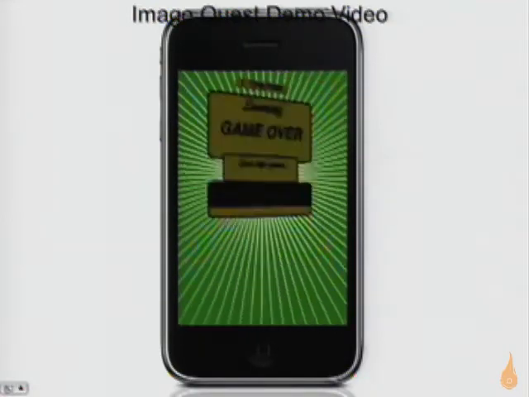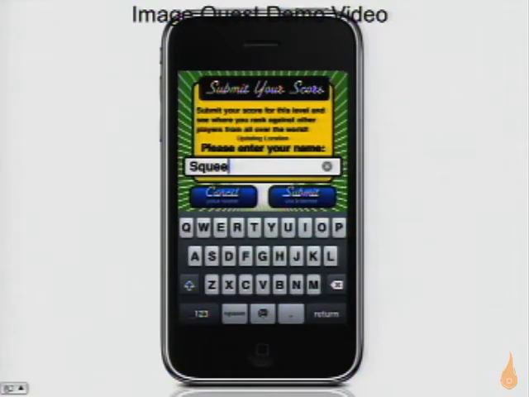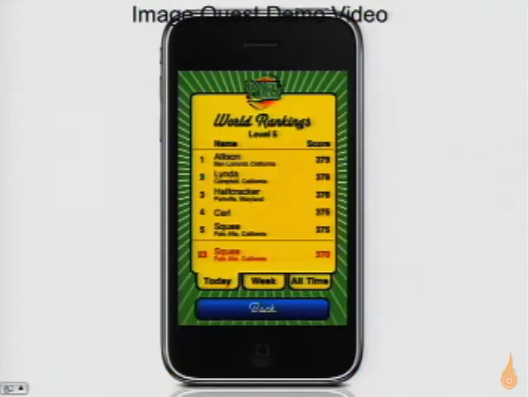At the end of the game, you get a score on there. You can post your scores on there, and you see the worldwide scores.